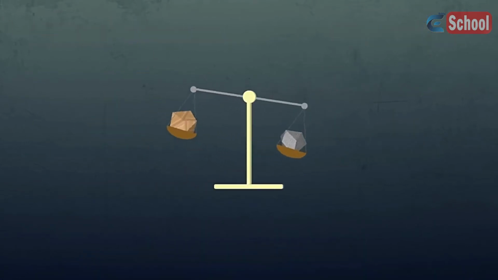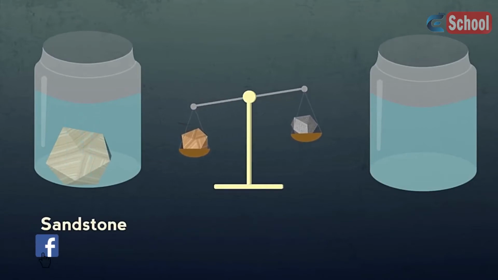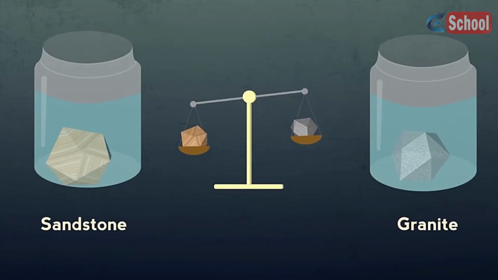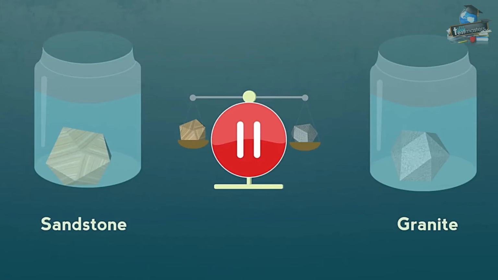Weigh each rock and then place it in water. You will see bubbles coming from the sandstone and it gets heavier. No bubbles from the granite and no increase in weight. Why do you think the sandstone made bubbles and gained weight? Pause and think.